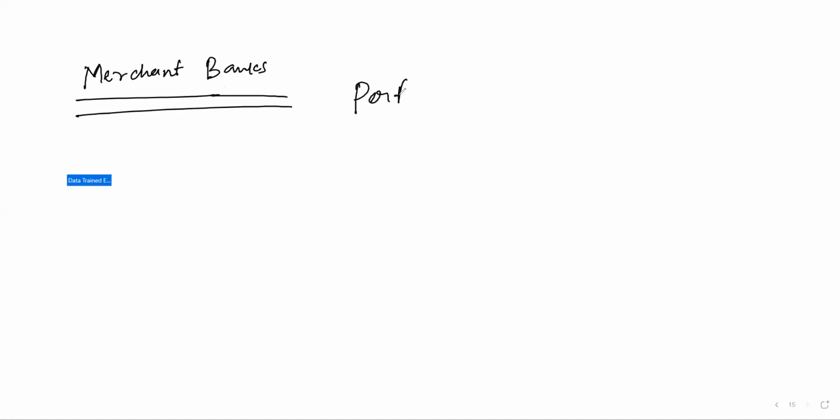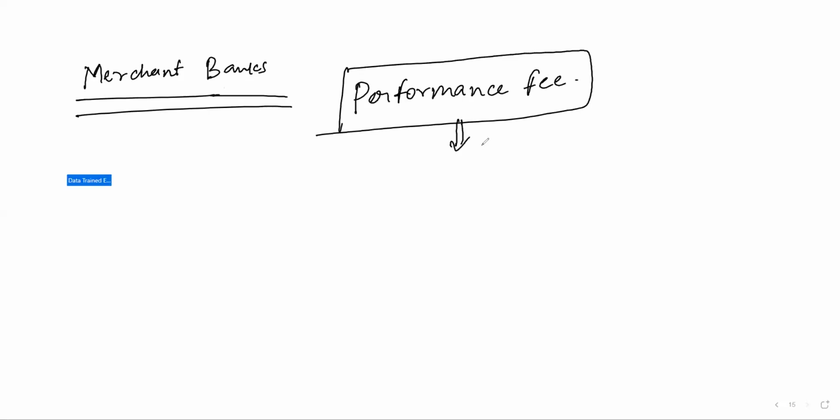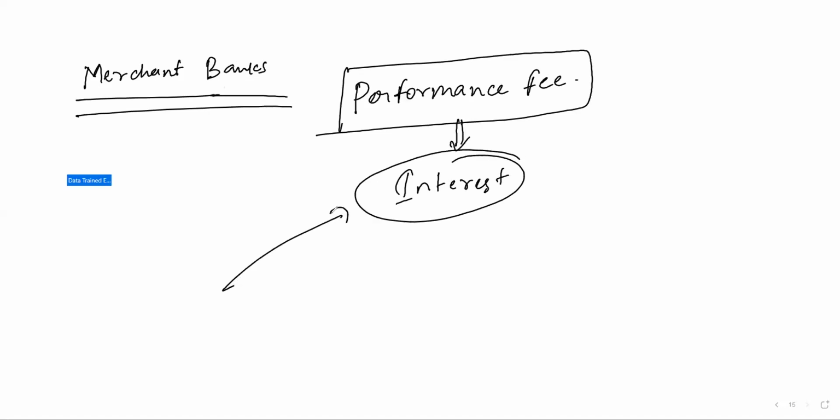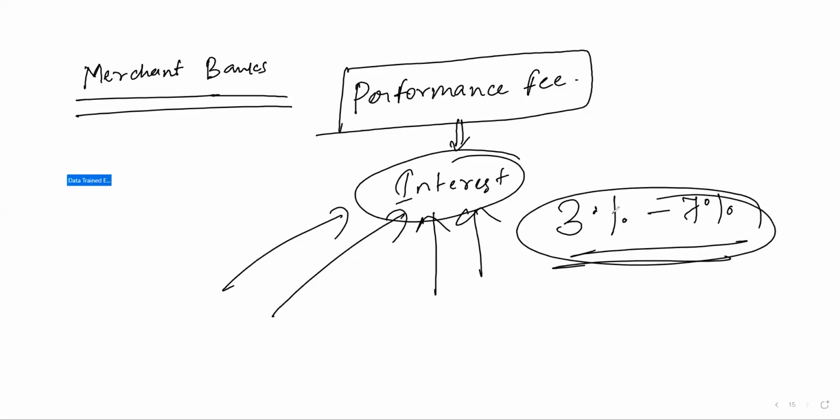Now, merchant banks are stated as underwriters, those who underwrite the issue. There is a performance fee associated with the issue that IBs get, based on the interest that they are able to gauge from the market and the number of people applying to the issue. That is usually around 3% to 7% of the total issue. Sometimes it may be more, sometimes less. The smaller the firm, the higher the commission that IBs charge.